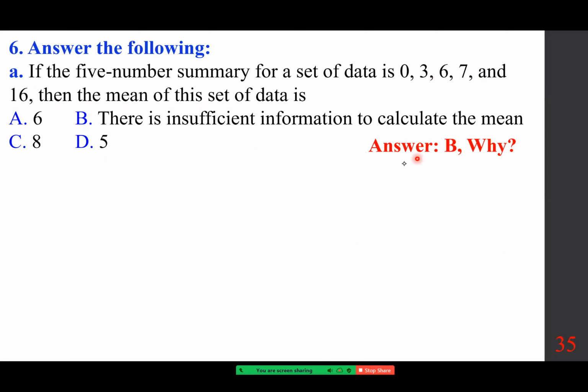Why is that? Because to calculate the mean, you need the following formula. X bar is the summation of X over N. That means you need every piece of data to add up and then divide by size. And therefore, we can't calculate the mean because we don't have every piece of data.